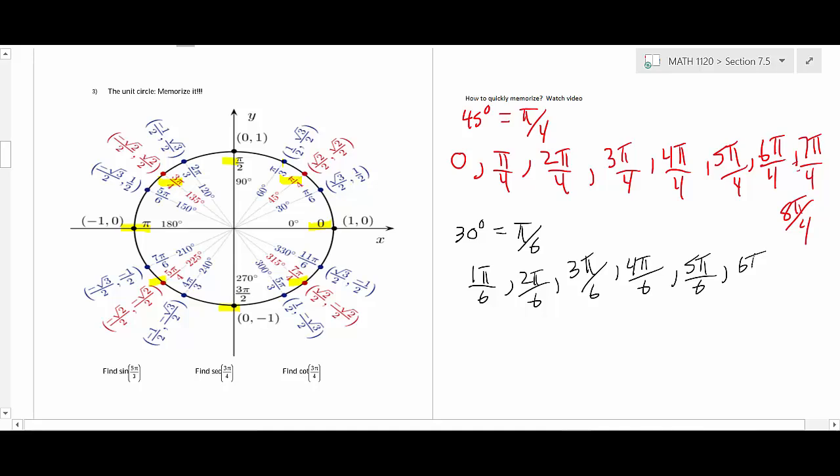If you go all the way around that circle, I want you to notice what happens. So 30 degrees would be here. What is 2 pi over 6? That's really pi over 3, right? What is 3 pi over 6? Pi over 2. But 4 pi over 6 reduces to 2 pi over 3. 5 pi over 6 is there. What is 6 pi over 6? It's pi. And then you just keep doing that all the way around.